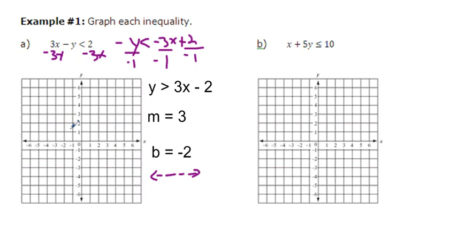So I'm going to start. We always start with the y-intercept, so I'm going to negative 2. Then my slope is 3 over 1. That means I'm going up 3 and to the right 1. So up 3 over 1 to the right, and again. I could also go down 3 and over 1 to the left. Then I go ahead and make my line. It's a dashed line.